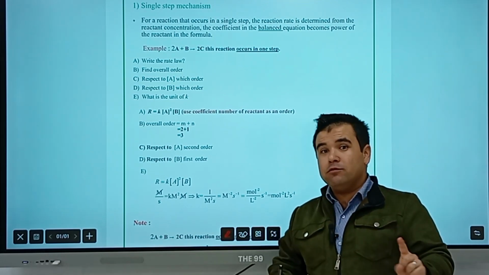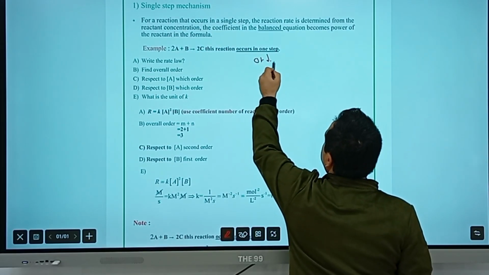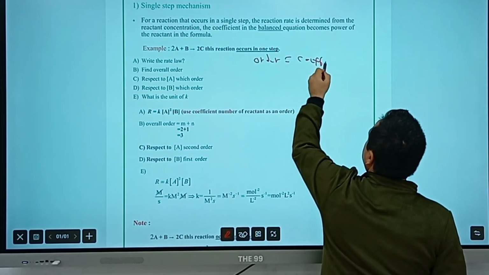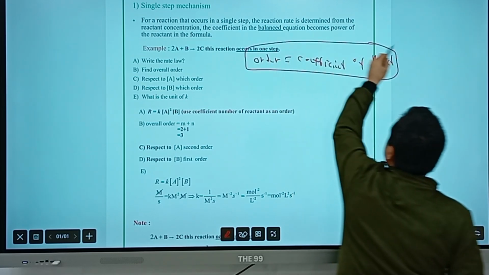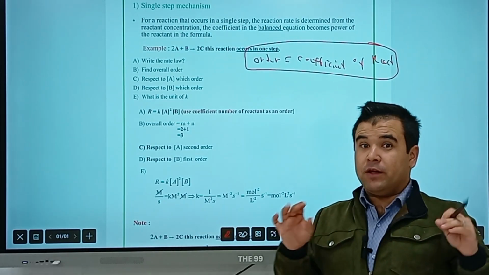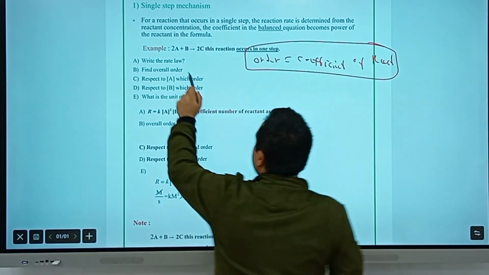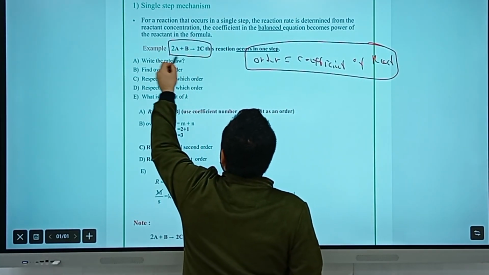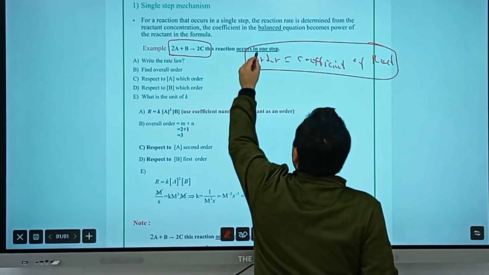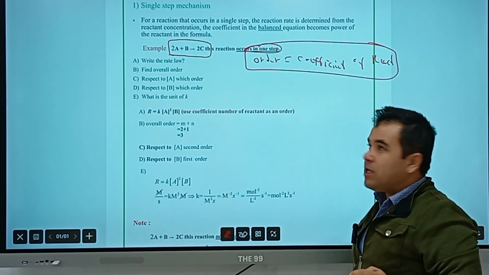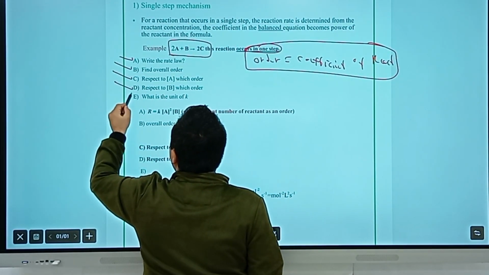Whenever it says single step mechanism, in this case the order of the reactant equals the coefficient. Have a look at the above equation, guys. 2A plus B goes to form 2C, but we have to balance the equation first. It occurs in one step. When it says occurs in one step, let us solve for A. Write the rate law, find the overall order, order with respect to A, with respect to B, and the unit of k.